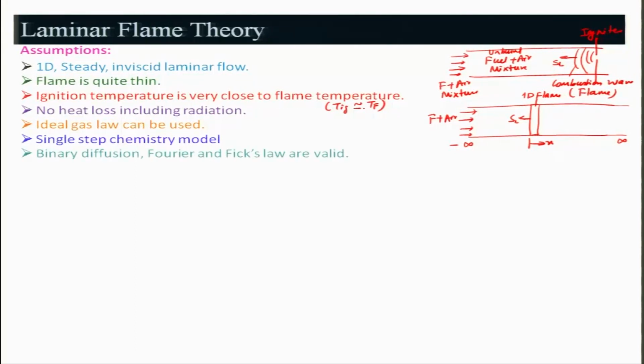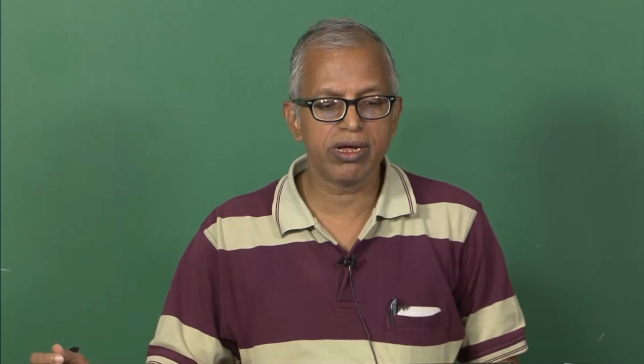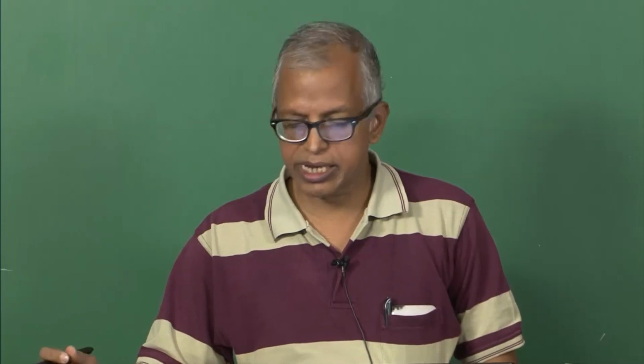Binary diffusion and Fourier's and Fick's laws are valid. We are considering binary diffusion because there are only fuel and oxidizer. And we will be using the unity Lewis number. We are considering constant transport properties, constant properties, and with these assumptions we will stop here and discuss in the next lecture, also trying to derive a relationship for burning velocity in the next lecture. Thank you very much.